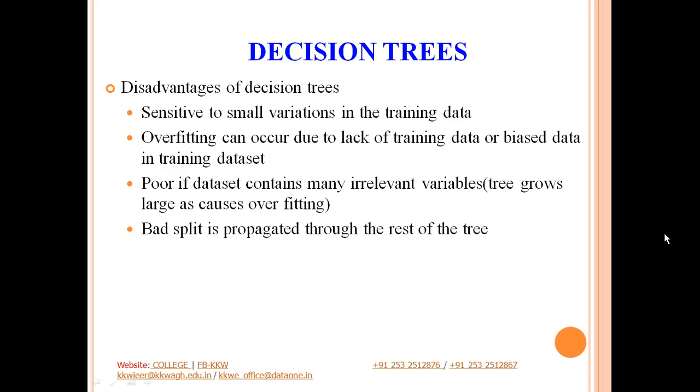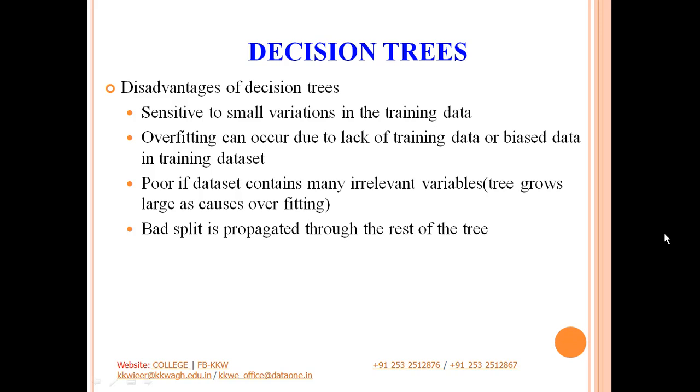Of course, if you make some changes in your training data, your entire decision tree is going to change. Another disadvantage is the problem of overfitting. Overfitting is when your model fits perfectly for the training data, but does not fit correctly for your test data. This concept is called overfitting.